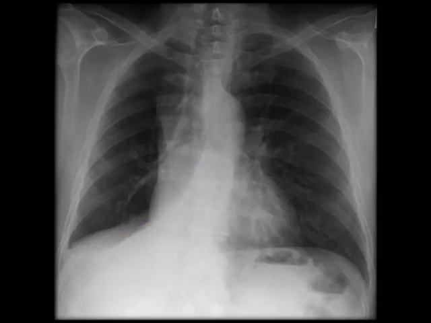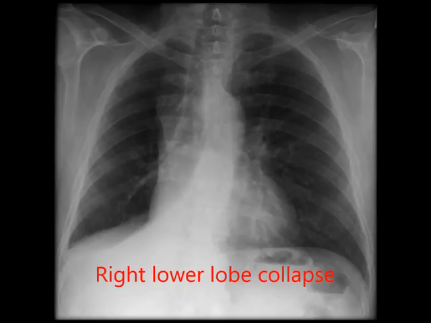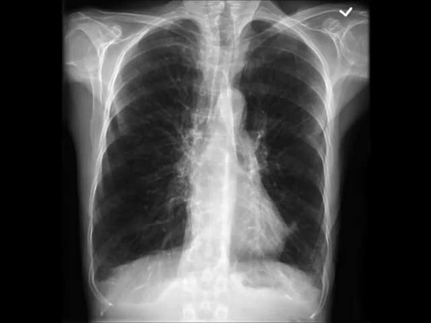Putting all this information together, the silhouette sign at the right hemidiaphragm suggests a right lower lobe problem. The asymmetry of the lungs and right-sided deviation of the trachea and mediastinal structures suggests a reduction in right lung volume. Add to this the area of opacification with absent lung markings, and you have a classic picture of a right lower lobe collapse. Now on to the next example. Pause the video now.